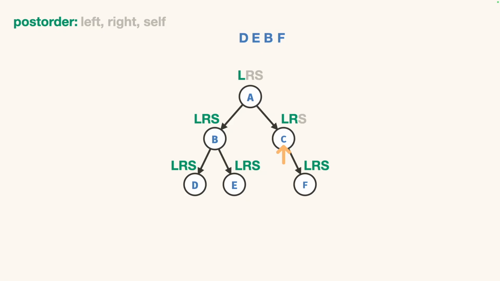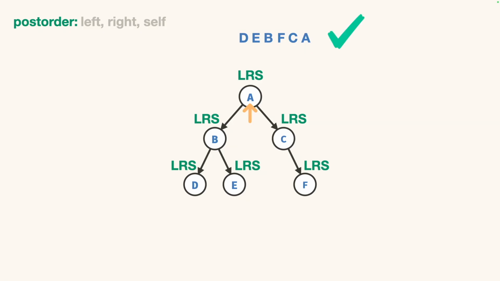Now I can process C itself, so I add C into the output. C is now done with all three steps, so I return finally to the root node at A. A is done processing all of its right children, so now A is ready to just print out itself. So I add A into my final output. At this point, I've completed recursively this left, right, and self pattern for every node, and at the top you can see your post-order values.